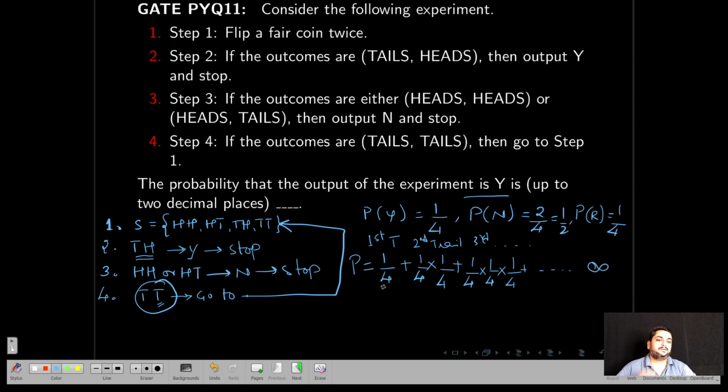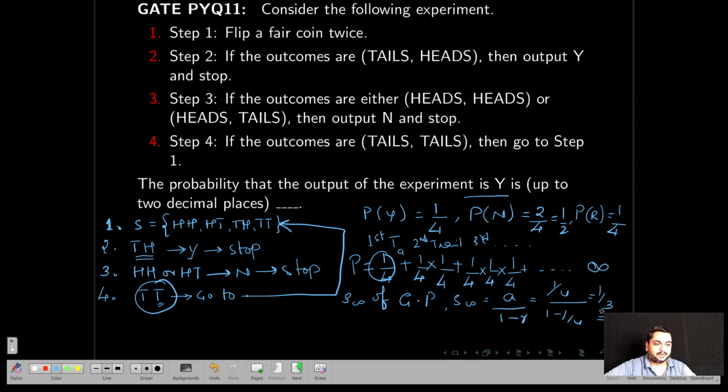That is infinity. This is nothing but the sum to infinity of a geometric progression. So in your high school you might have learned this is given as a by 1 minus r, where a is the first term and r is the common ratio between any two terms. So the common ratio is 1 by 4. So I will get 1 by 4 divided by 1 minus 1 by 4. So the outcome will be 1 by 3. This is the final answer.